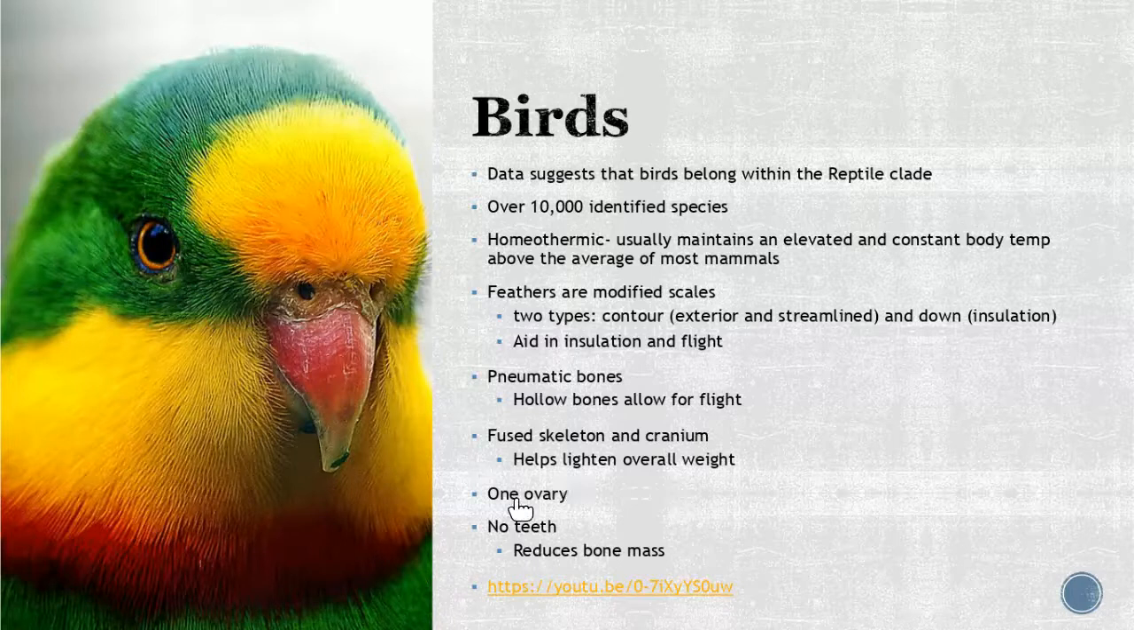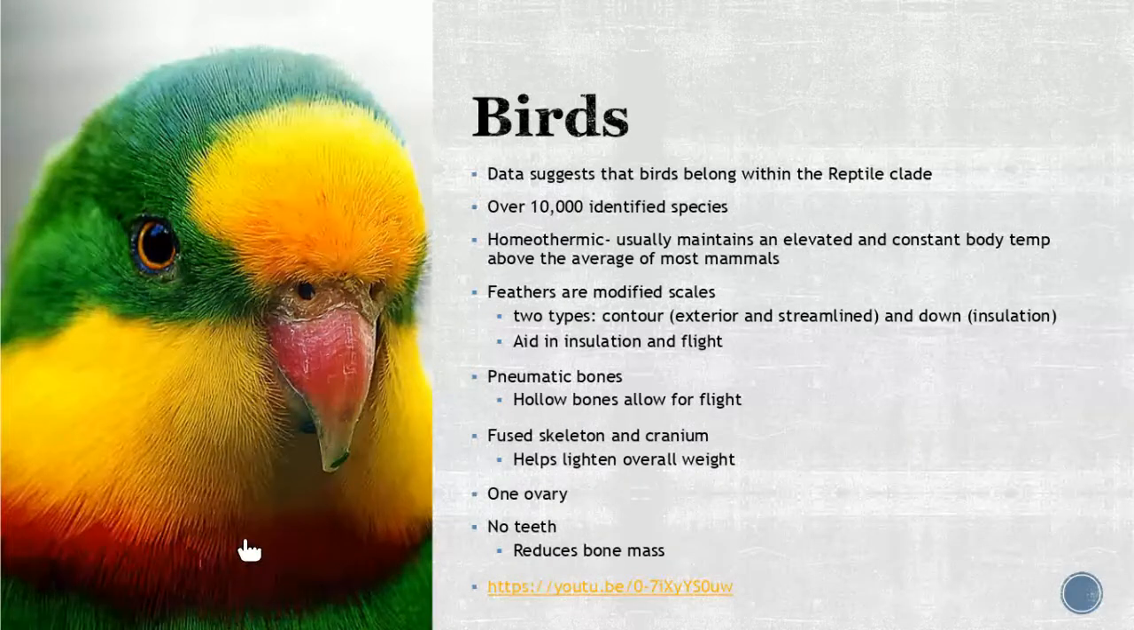Weird things about birds, they only have 1 ovary. I thought that was kind of odd, and they don't have teeth, so this helps reduce bone mass. So they'll have what's called a crop, and most of the time in that crop, you'll see small rocks and stuff that kind of breaks things down.